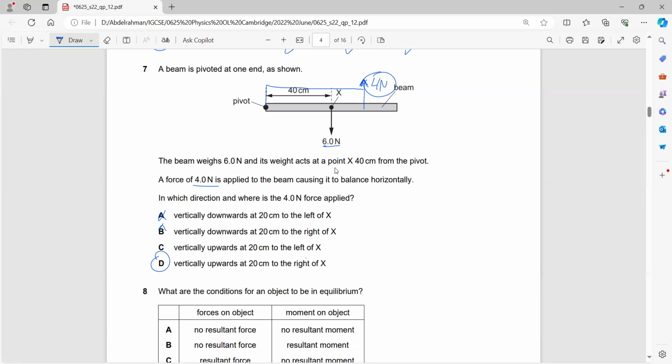How can you calculate it? Moment equals force times distance, the clockwise moment and the anti-clockwise moment. So force times perpendicular distance equals force times perpendicular distance.